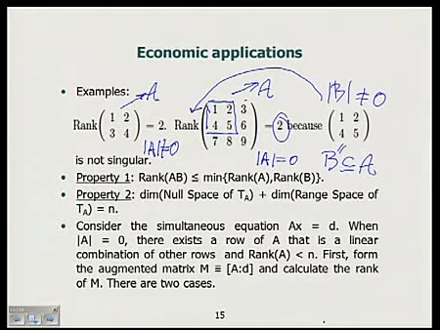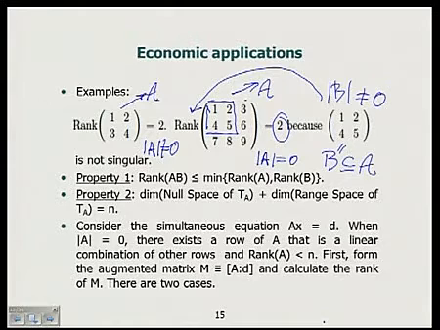Then we have some properties. Property 1: the rank of A times B is always smaller than or equal to the minimum of the set, rank of A or rank of B. If the rank of A is 2 and the rank of B is 3, then the rank of A times B is at most 2, the minimum value that I can take from rank of A and rank of B. Property 2: the dimension of the null space of the linear transformation of A plus the dimension of the range space of the linear transformation is equal to n.